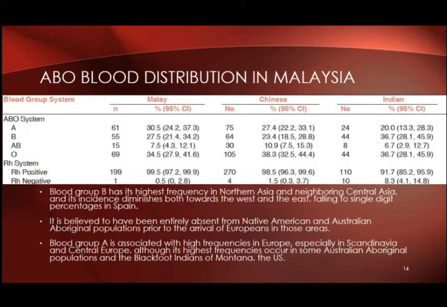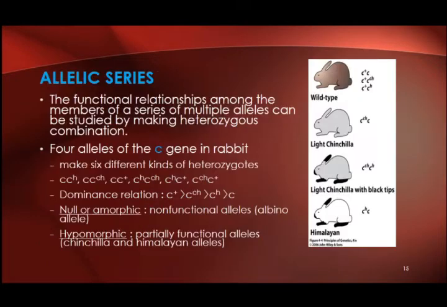The blood group A is associated with Europeans, especially in Scandinavia and Central Europe, although the highest frequencies occur in some Australian Aborigine populations and the Blackfoot Indians in Montana in the US. So, the functional relationships among the members of a series of multiple alleles can be studied by making a heterozygous combination. Here, we can actually study which is dominant and recessive towards each other. We call it an allelic series.